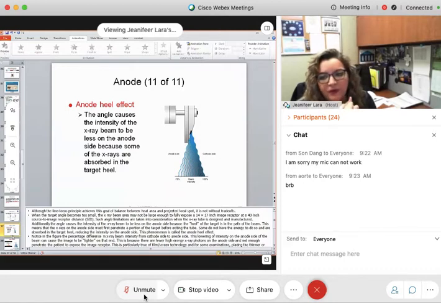All right, so the anode heel effect. Now, this is kind of the downfall or the disadvantage. But we're adaptive, we're flexible. We will use this disadvantage in our favor. The anode heel effect exists because of the angle of the target, like the line focus principle.